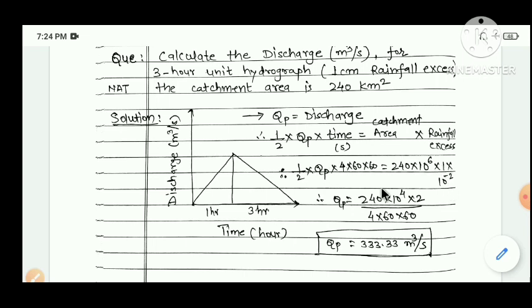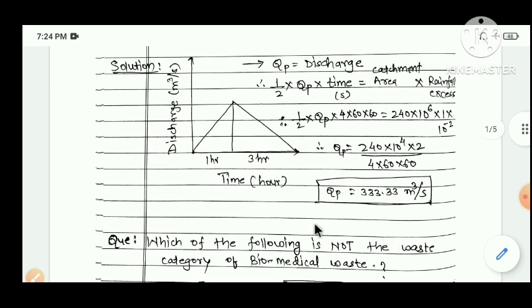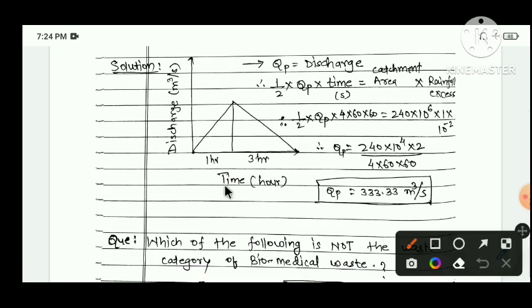Okay, so putting all the values and converting it into a simpler form, you will get the discharge QP, which is equal to 333.33 meter cube per second if the value of the catchment area is 240. If the value is 250, the value will change. Okay, so this was the answer.